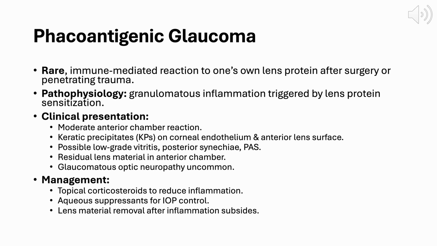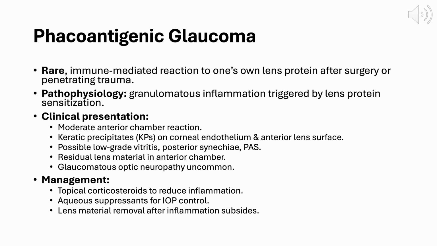Clinically, patients often present with a moderate anterior chamber reaction. You may see keratic precipitates on both the corneal endothelium and anterior lens surface. Other findings can include low-grade vitritis, posterior synechia, and peripheral anterior synechia. Residual lens material is often present in the anterior chamber, but glaucomatous optic neuropathy is uncommon in this condition.